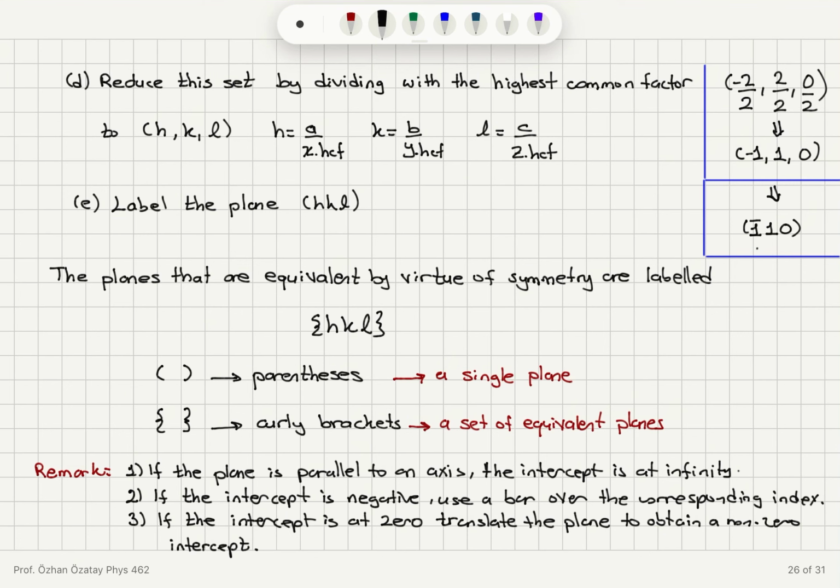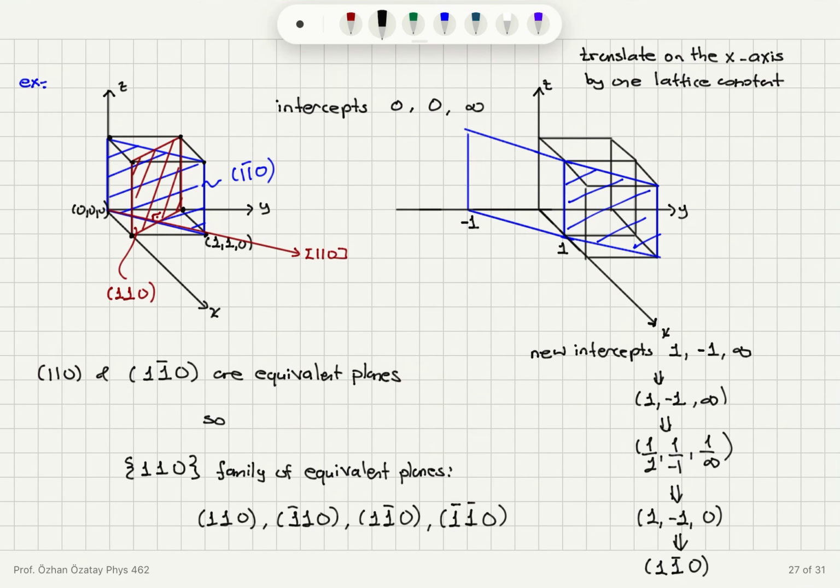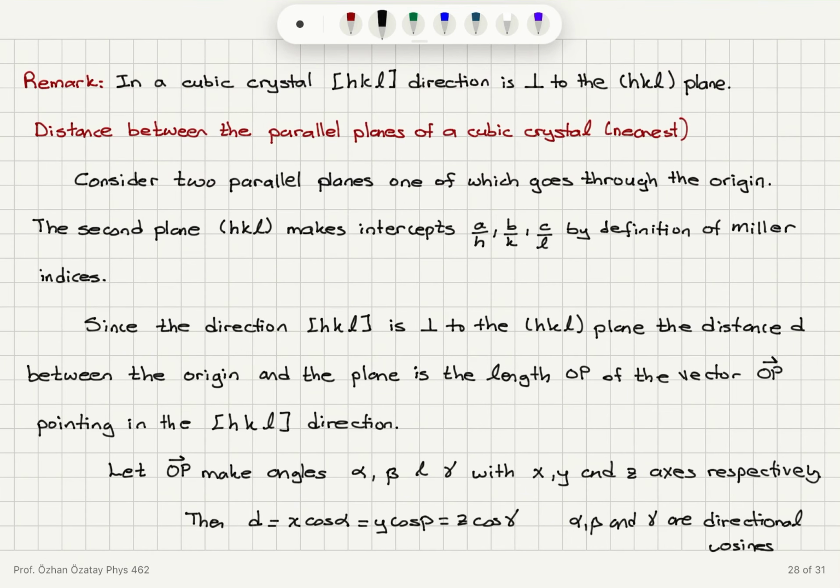Parentheses are used for a single plane, curly brackets for a set of equivalent planes, and we have gone through an example here. We have seen that if the intercepts were at 0, 0 and infinity, we can translate the plane on the x-axis. We could also translate it on the y-axis, it doesn't matter. We would obtain a parallel plane. So we label that plane using the new intercepts.